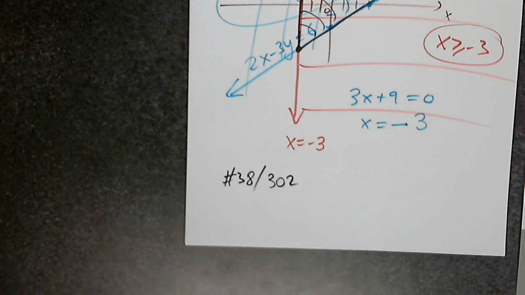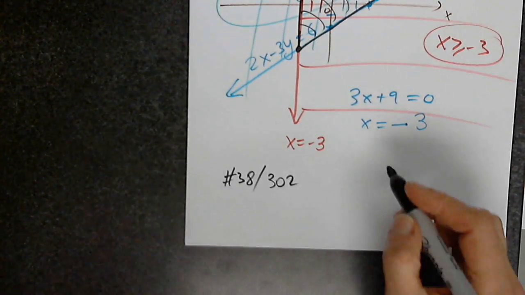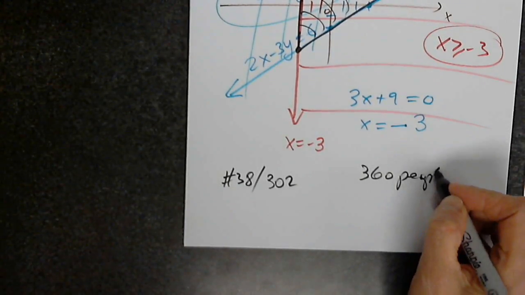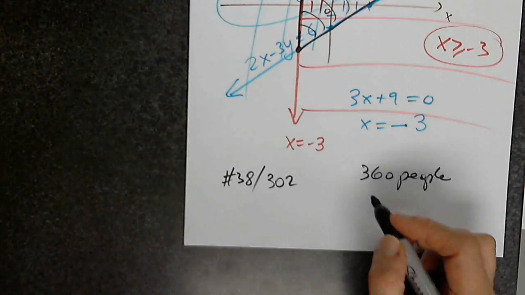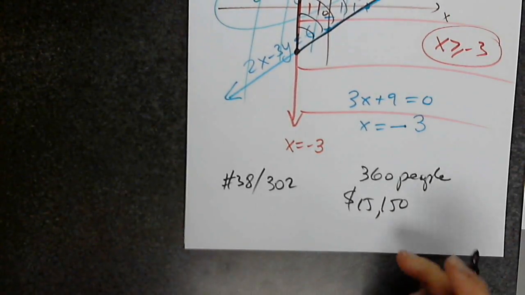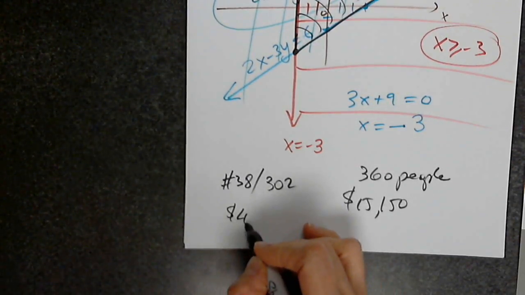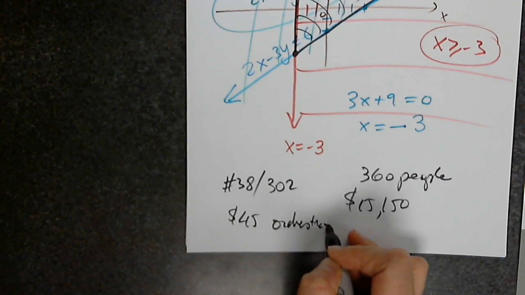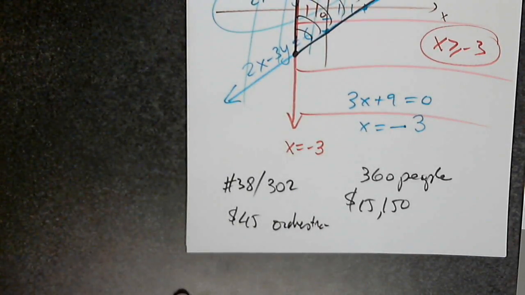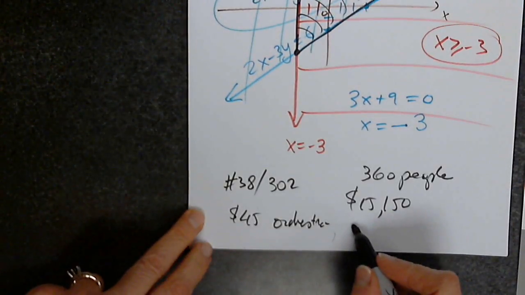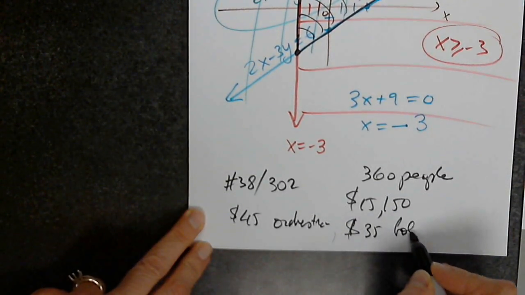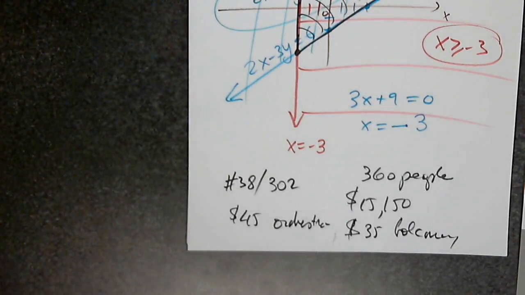The Forest Theater can seat a total of 360 people. They take $15,150 when every seat is sold. If orchestra section tickets cost $45, that's where I like to sit, and balcony tickets cost $35, find the number of seats in the orchestra section and the number of seats in the balcony.